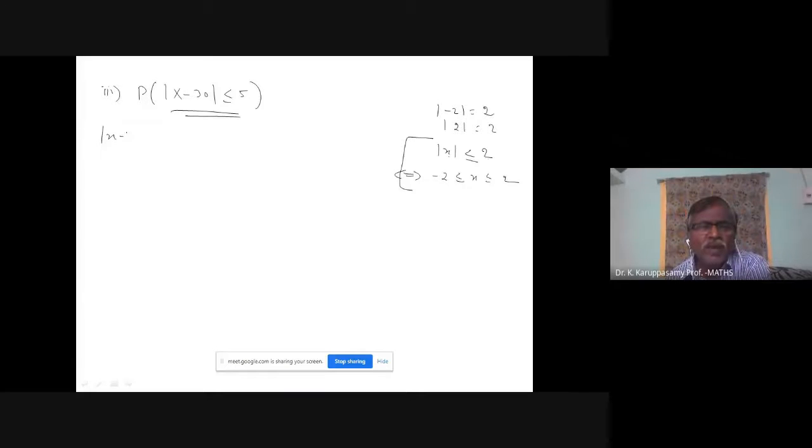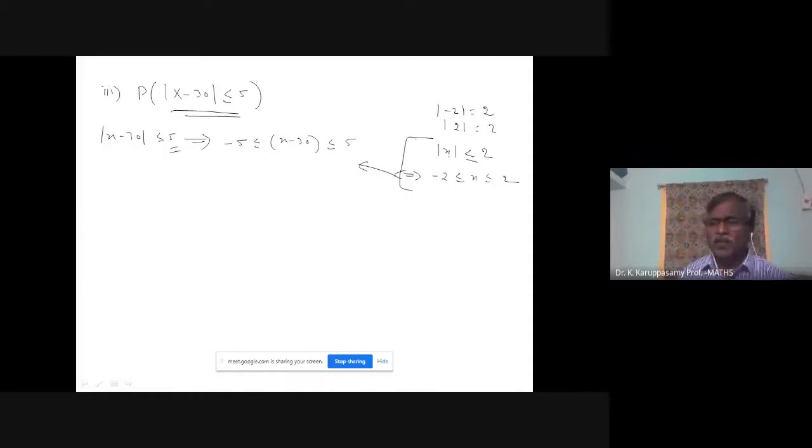Modulus of x minus 30 less than or equal to 5 implies, I remove the modulus symbol. x minus 30 lies between minus 5 and plus 5. Minus 5 less than or equal to x minus 30 less than or equal to 5. We just apply this formula. Modulus of x less than or equal to 2 means x lies between minus 2 and plus 2. Here it is minus 5 to plus 5. I want to know the x value.